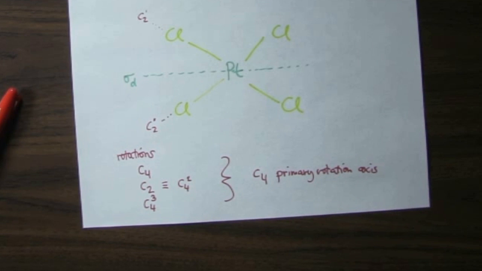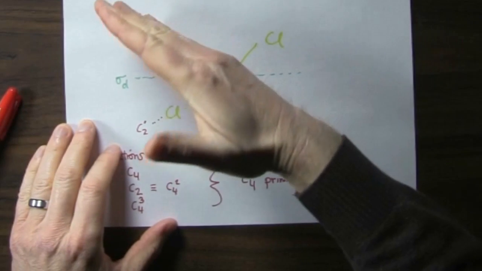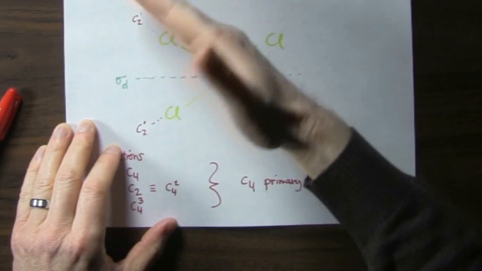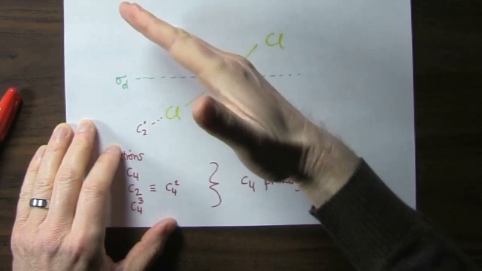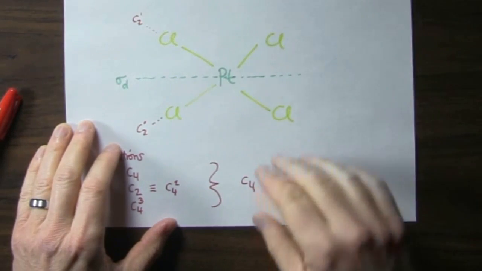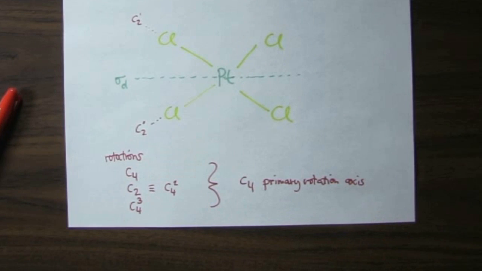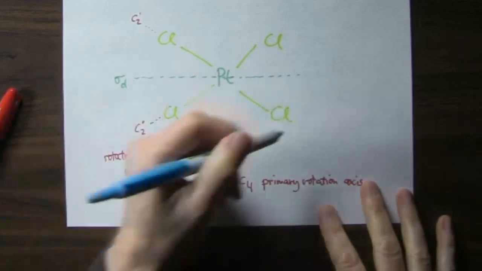There's also vertical mirror planes. So if I had drawn this perfectly, we reflect this side of the molecule to this side of the molecule. It looks the same. So there's actually a mirror plane here, and that's vertical or parallel to this C4 primary rotation axis. So there's a sigma v here.